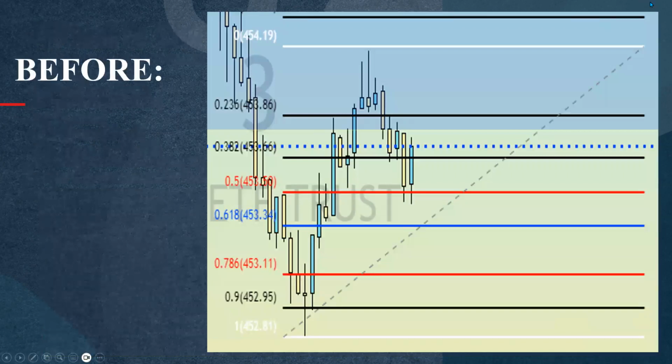These before and after pictures. All right, so what we have in front of us is SPY. This is a before picture. So what happened here is SPY made a huge move to the upside. At the same time, it took out all this resistance right here.